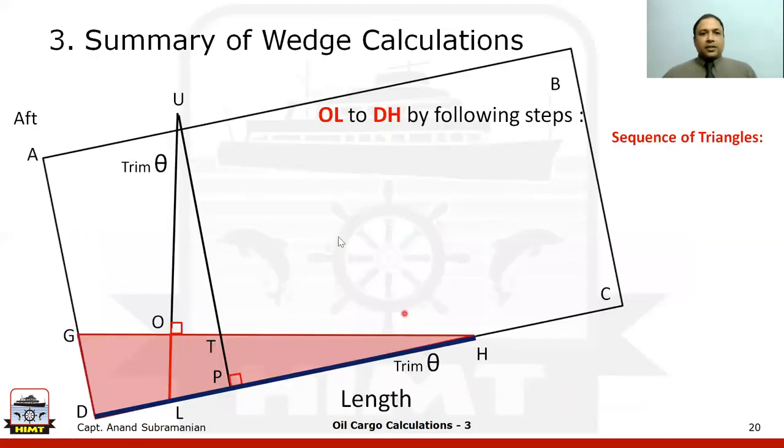Now, this is the whole thing. So as a summary, our story of wedge calculation is to find out from OL to DH. And to make things simpler, there is an easier way to understand the progress of it, because you're going to be talking about 4 triangles. Sometimes it becomes confusing: triangle UOT, triangle TPH, GDH, and all these triangles. So a simple way to understand this is to break it up into smaller pieces. So we're going to break it up into 4 key points.